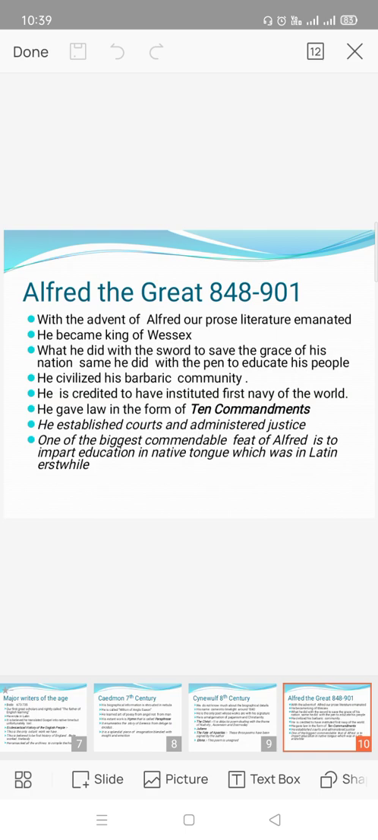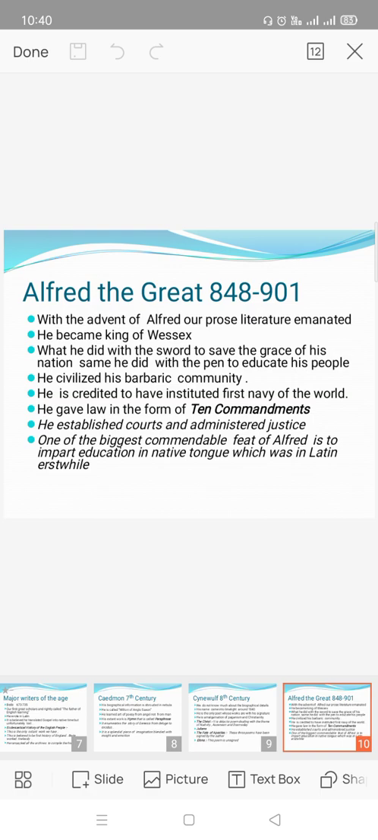He gave law in the form of 10 commandments, because before the time of Alfred there was lawlessness in the country, but it was Alfred who gave 10 commandments, or you can call them fundamental rights, to the people of Britain. He established courts and administered justice to the people, because before that there was savagery and there were barbaric people, quite away from the civilized world, who believed in fighting, quarrel and scuffles. In his courts, justice was delivered to the people.